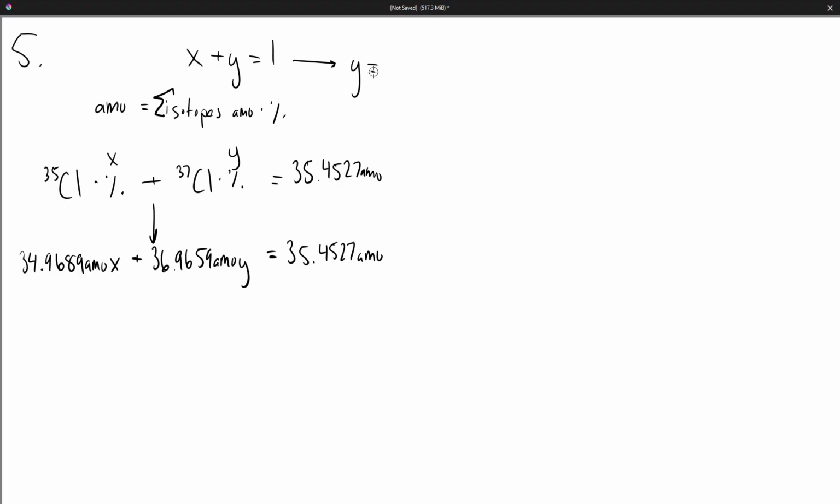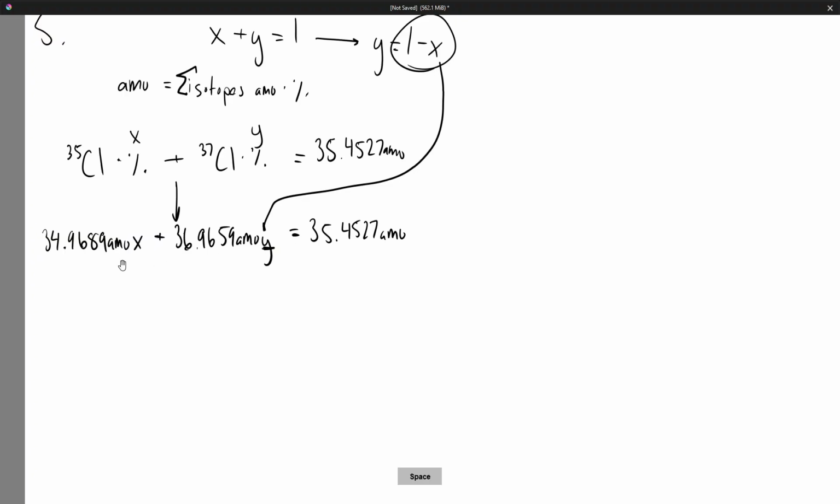So we arrange it to say y equals 1 minus x. Wherever we see y, we're going to replace it with this instead. So this is going to replace this y right here. Okay, so let's rewrite it. 34.9689 amu x plus 36.9659 amu times 1 minus x, equals that.